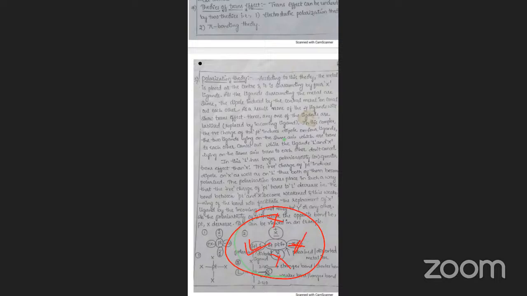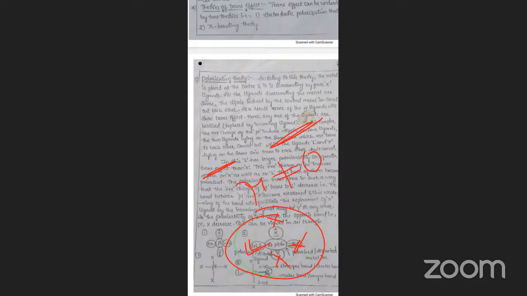That bond length is less. Which is the less attractive? Which is the weak one, with less electrostatic force? That bond is the long bond. So different types of bonds are there, and mu is not equal to zero.